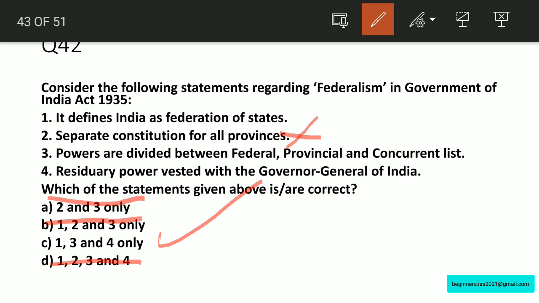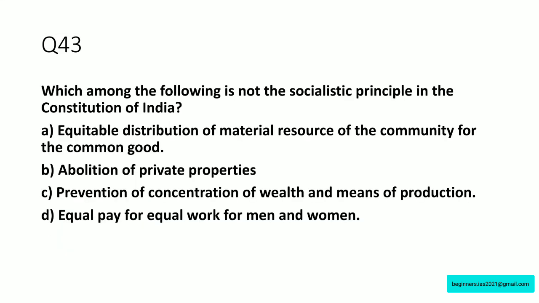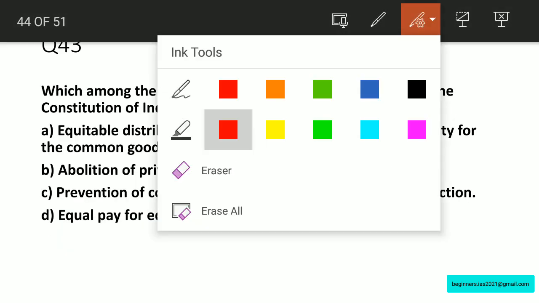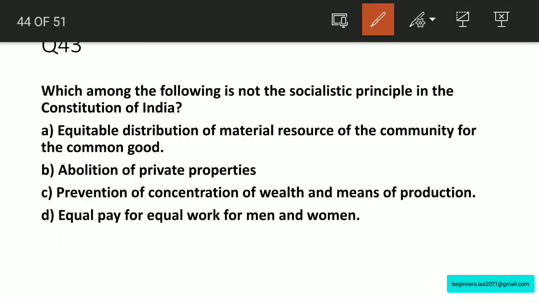See, let us see a few things. See, the Government of India Act 1935 defines, just now we have discussed those things. So kindly go through that. So the answer for the question is 1, 3 and 4 only. So let us move on with question number 43. Which of the following statements is not a socialist principle of the Constitution?